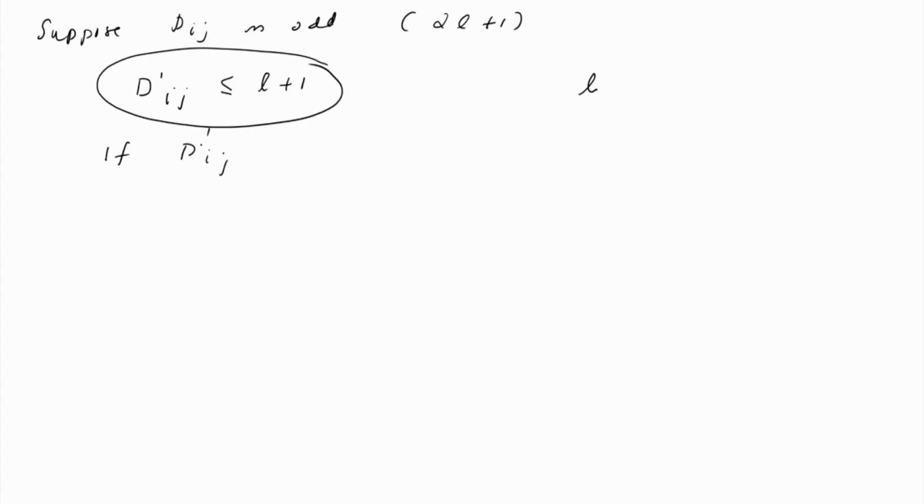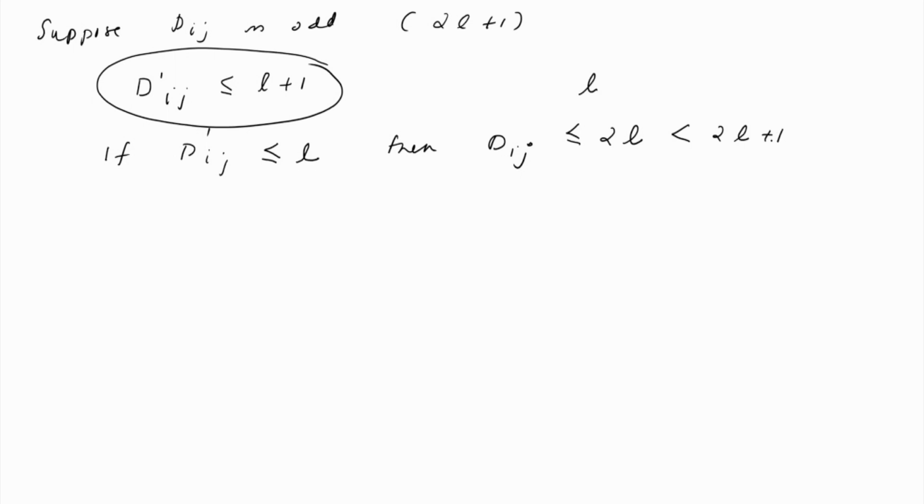If it is l, then you can take such a path in G prime and convert it into a path of length at most 2l. In other words, this is our first part: dij is less than l plus 1. The second part would be: if dij prime is less than or equal to l, then dij will be less than or equal to 2 times l, which is strictly less than 2l plus 1.